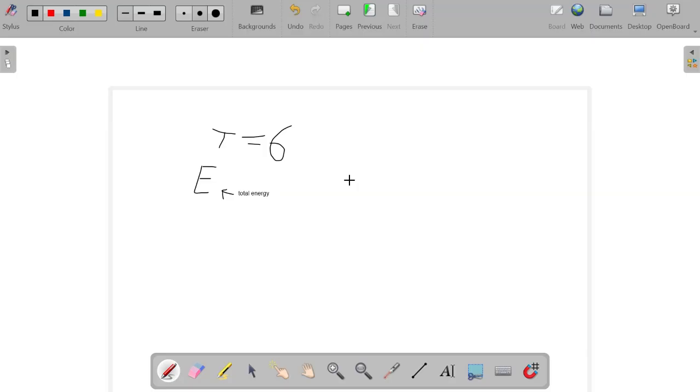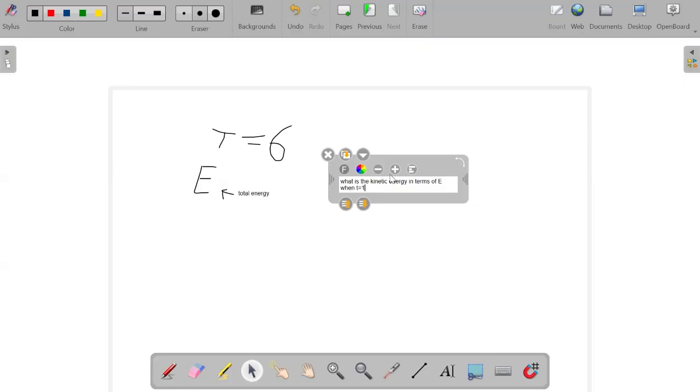Okay. Oh, I forgot to write the question. I'm just going to quickly write the question right here. What is the kinetic energy in terms of E when t equals 1 second, assuming the spring mass system starts at the state of highest compression? I'll give another 5 seconds. Okay. I'm going to start explaining.